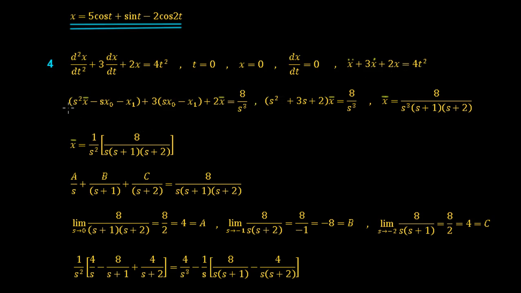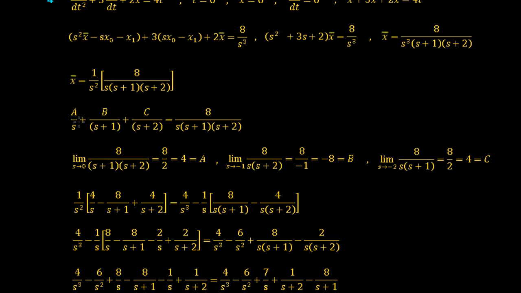I won't read it out, it's the same as in the previous ones. The Laplace transform of 4t squared is 8 upon s cubed. We then gather like terms, and we take this term over to the other side, which gives us x bar equals 8 upon s cubed times (s plus 1)(s plus 2). So we can take out the common factor of 1 upon s squared, leaving 8 upon (s plus 1)(s plus 2).